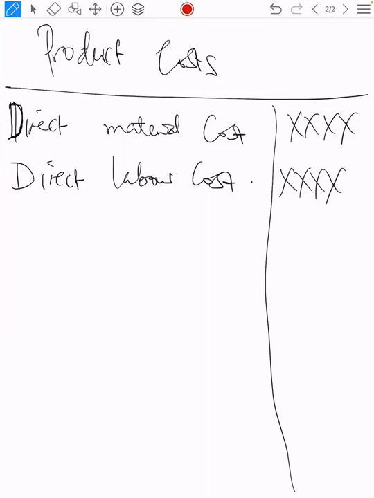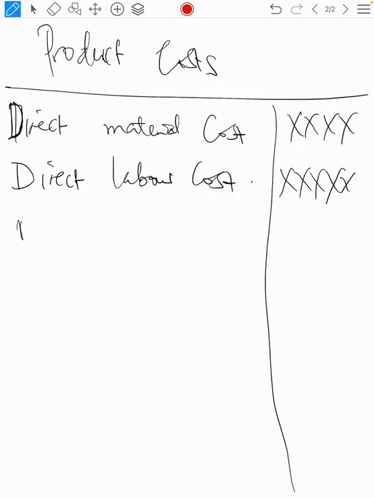So in determining the direct labor cost for the making of the desk, I will ask myself a question. How many hours did the carpenter work on this desk? And what is the rate for the carpenter per hour? I multiply the two, and I'll get the direct labor cost of making a desk.